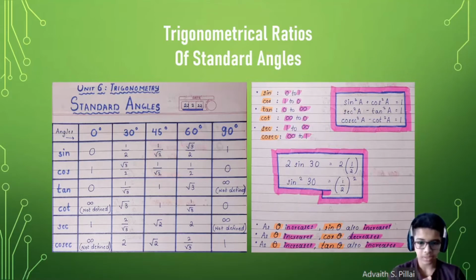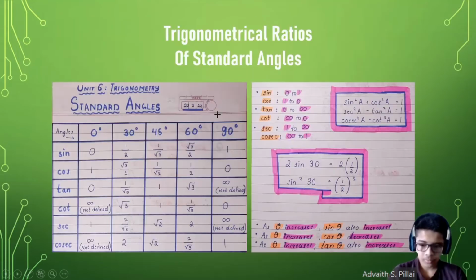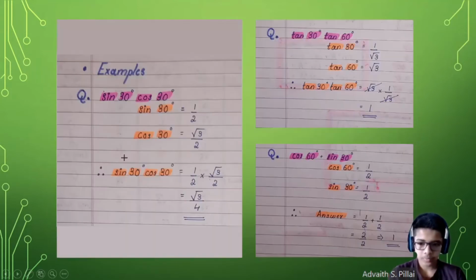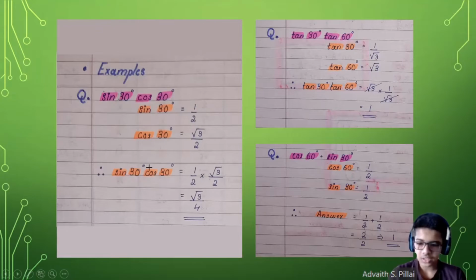Now let's look at some examples of the trigonometrical ratios of standard angles. The first example is sine 30 degree, cos 30 degree. If there is no operator mentioned in the question, we have to consider it as multiplication. The value of sine 30 is 1 by 2, and cos 30 is root 3 by 2, as we can see in the table. So the question says sine 30 cos 30, which will be 1 by 2 into root 3 by 2, which will become 1 into root 3 divided by 2 into 2, which is root 3 by 4.